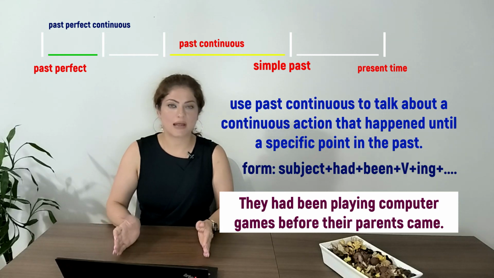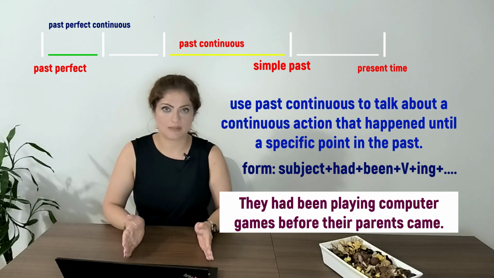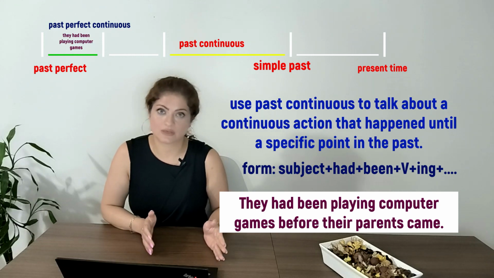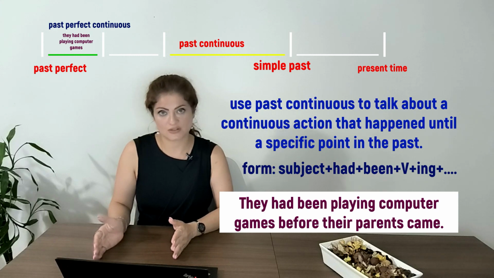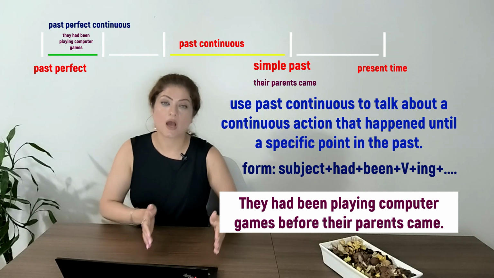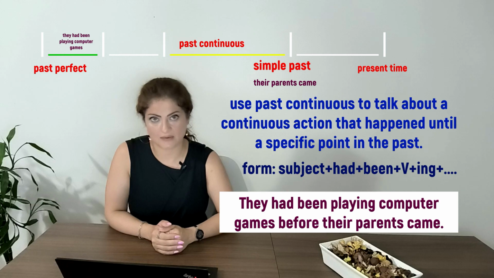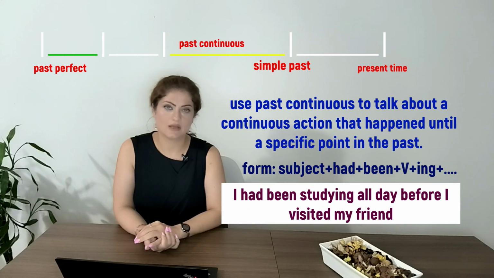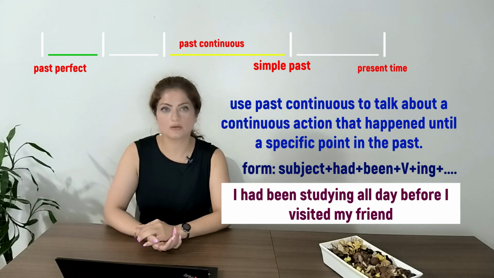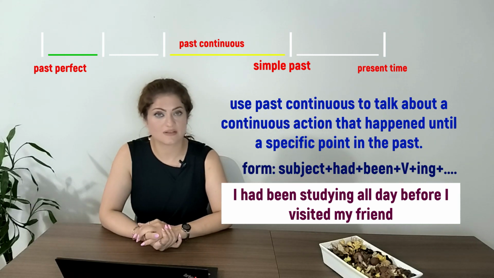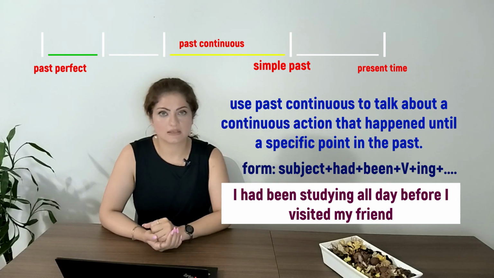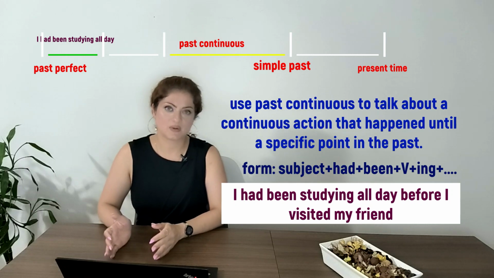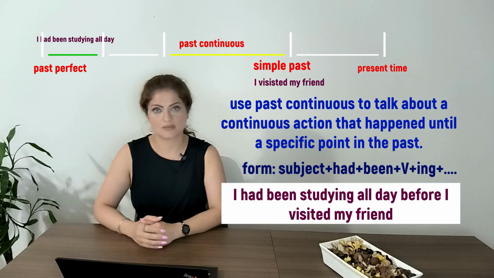Here we have two actions that happened in the past. The first action, they had been playing computer games. It happened first in a continuous way until their parents came. The second one is simple past. Another example, I had been studying all day before I visited my friend. Again here, two actions happened in the past. So the first one, past perfect continuous. The second one, simple past.